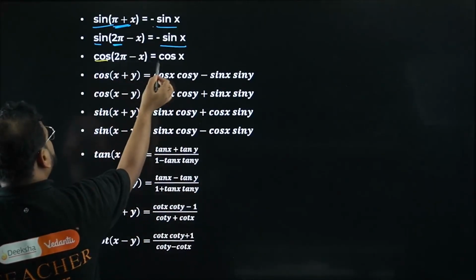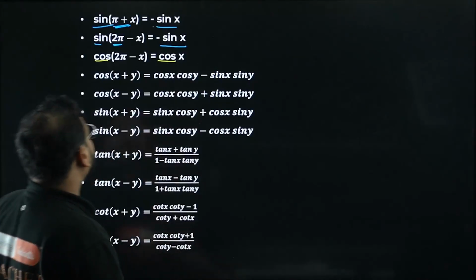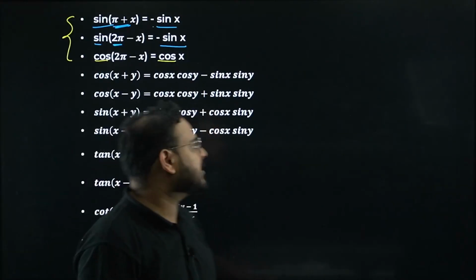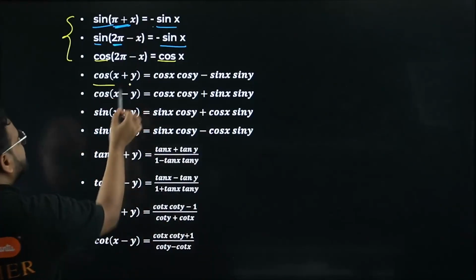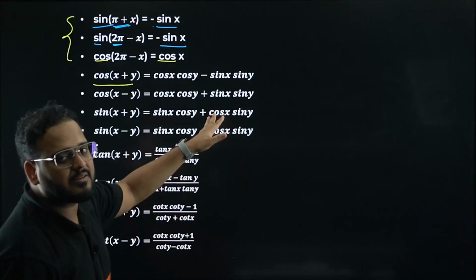Cos 2 pi, cos remains cos, 2 pi minus x, fourth quadrant, cos is positive, that's why plus cos x. So these are the quadrant rule with combination of complementary ratios. We have learned that. Now some formulas. Cos of a plus b is nothing but cos a cos b minus sin a sin b, or we can take it in terms of x also.